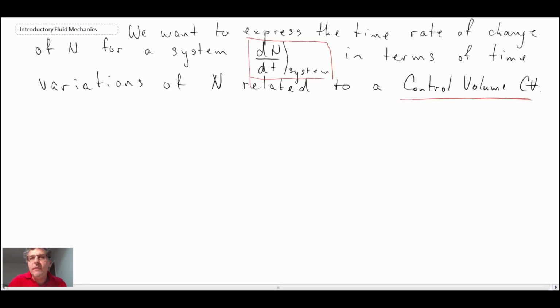In order to do this, we're going to begin with a schematic. The schematic will show a control volume and a system that coincide in time at t0. But later in time, the system will continue to move because there's fluid flow in the system we're looking at, while the control volume will remain fixed in space. We're going to use that as the basis for our derivation of d by dt of whatever property we're looking at in terms of control volume variables. So let's begin by looking at our system and control volume at time t0.